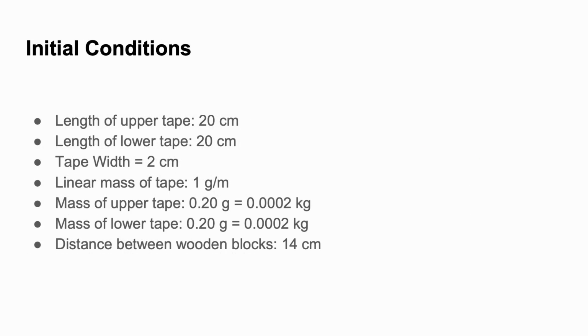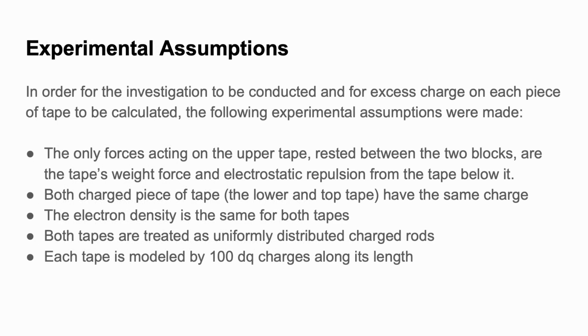Initial conditions are the same as the previous lab. The lengths of both tapes are 20 centimeters, their weights are 0.2 grams, and the distance between the wooden blocks is 14 centimeters. Some experimental assumptions that were made are that the only forces acting on the upper tape, rested between the two blocks, are the gravitational force acting on the weight and the repulsion from the tape below. Both pieces of tape were assumed to have the same charge. The electron density is the same between both tapes, and both tapes are treated as uniformly distributed charge rods.